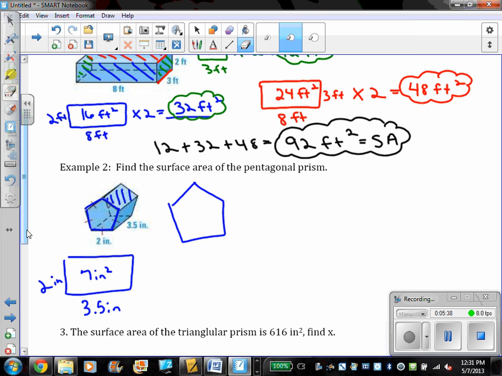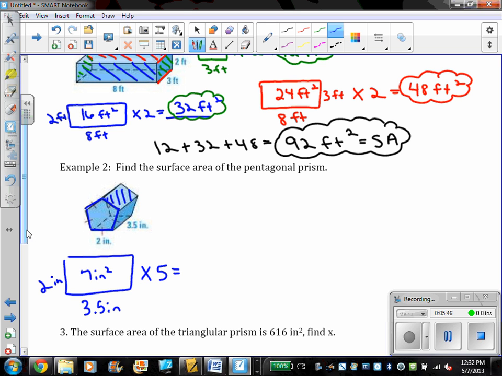And again, because we have a pentagon here, if you count around 1, 2, 3, 4, 5, there's going to be 5 of these. So you're going to multiply that area by 5. So you have 7 times 5 is going to give you that 35 inches squared.